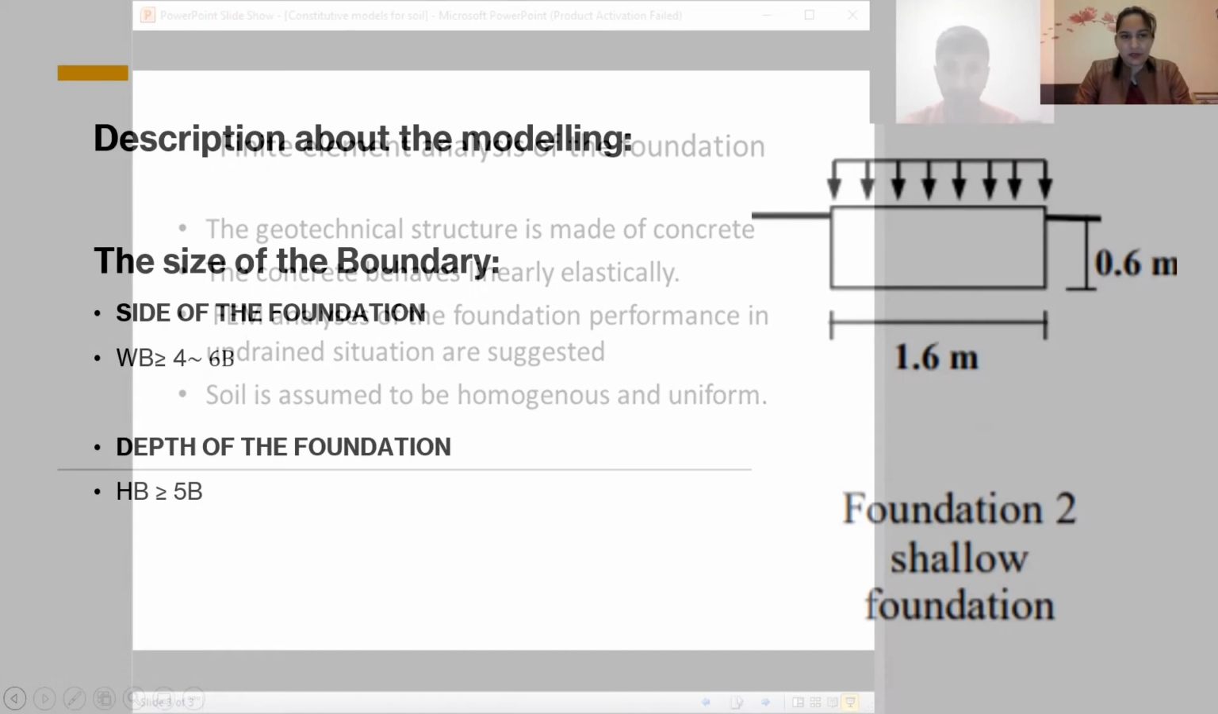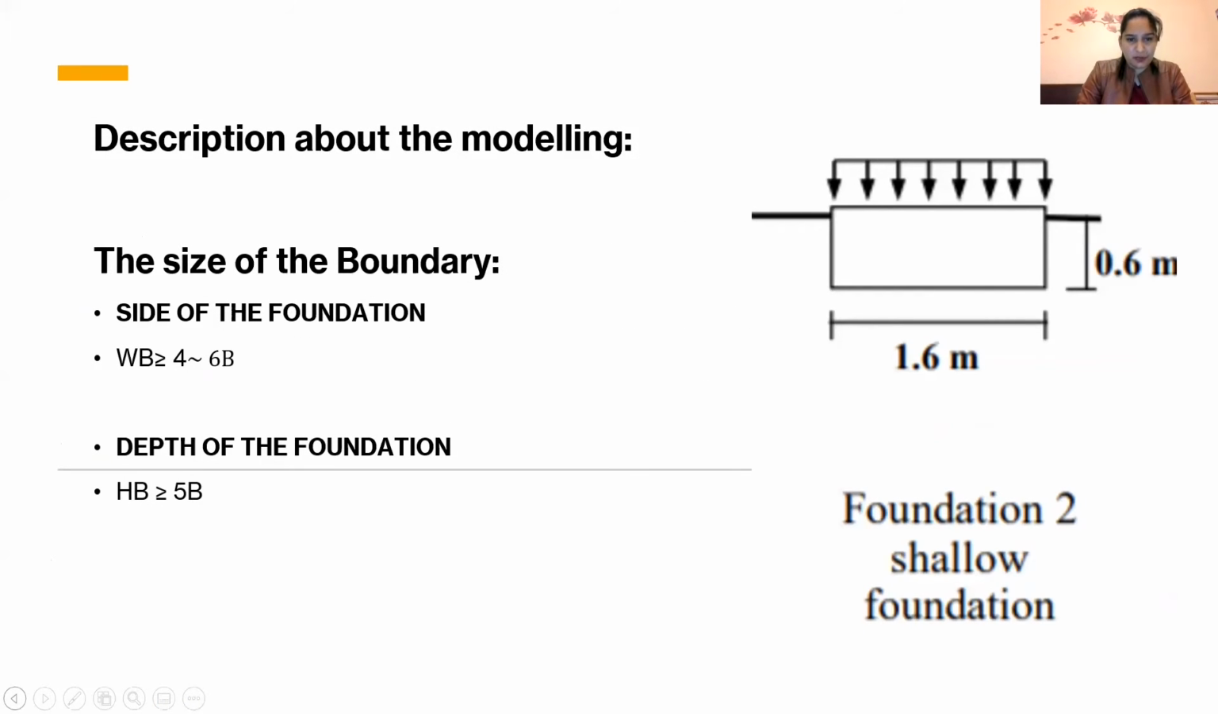Description about the modeling. That is about the foundation, the shallow foundation we have selected for our geometrical model. So basically, the breadth B and D are already given, so we have to find WB and HB to complete our model. The size of the foundation we have found by using this formula, and the depth of the foundation is HB, which we have found by dividing B by 5.